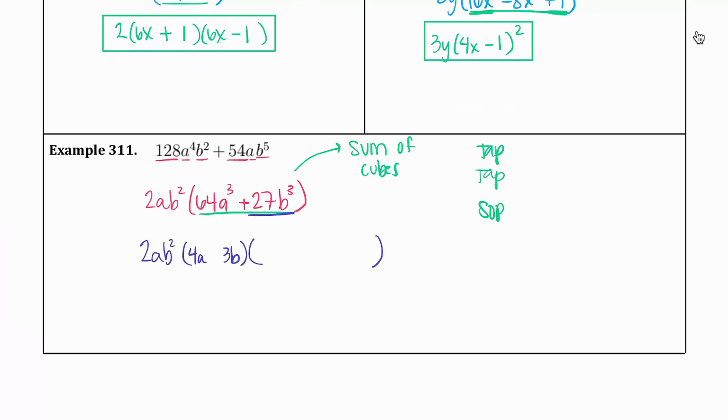Let's use our tap tap to help us fill in our trinomial. Tap tap. 4a times 4a is 16a squared. Tap tap. 4a times 3b is 12ab. Tap tap. 3b times 3b is 9b squared. Okay, let's use SOP, same opposite positive, to help us fill in our signs here. So I've got the same sign, which is plus, the opposite sign, and positive.